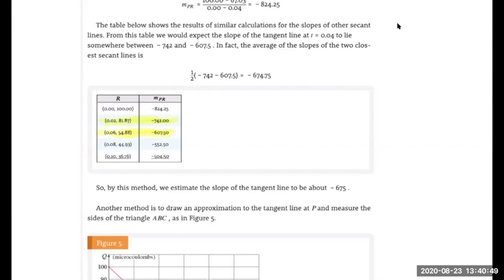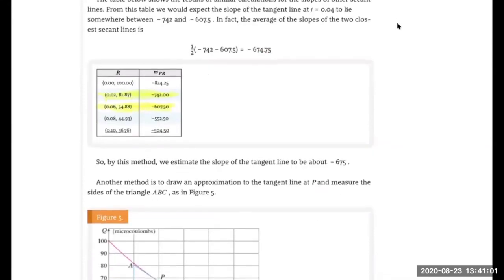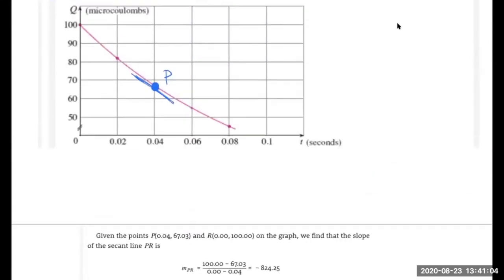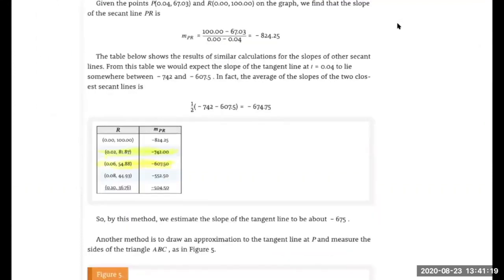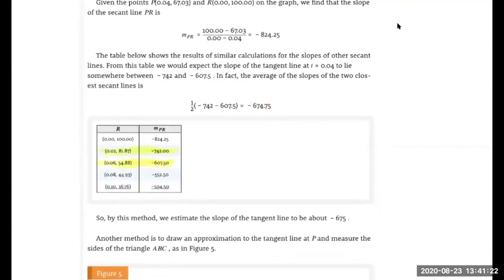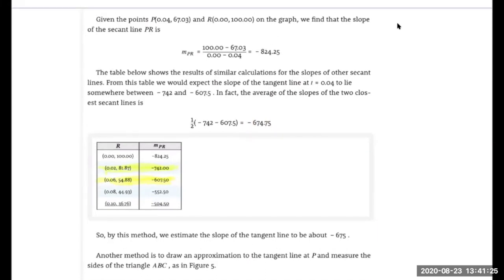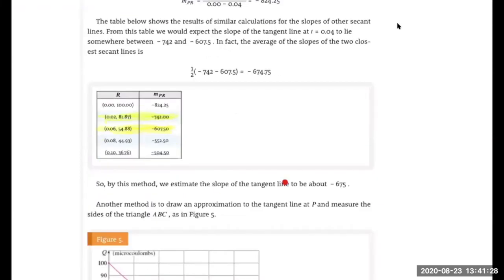So how do we take the average? We add them up and divide by 2. We add up these 2 numbers and divide by 2, and it is negative 674.75. So we estimate the slope of this tangent line by taking the average of the 2 secant lines, the secant line here and also here, and the slope of that tangent line is about this number. So by this method, we estimate the slope of the tangent line would be about negative 675.